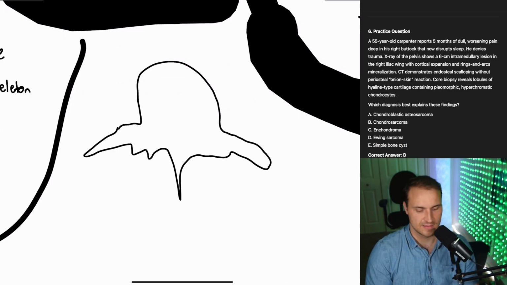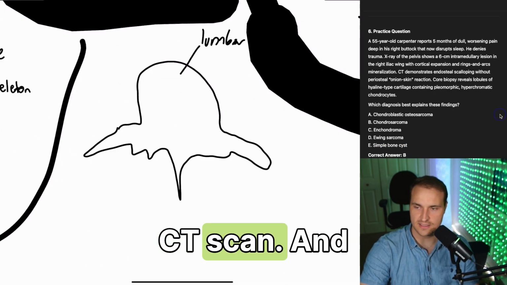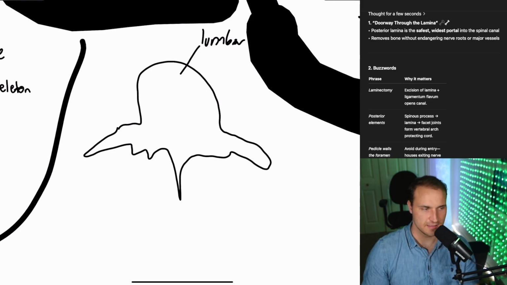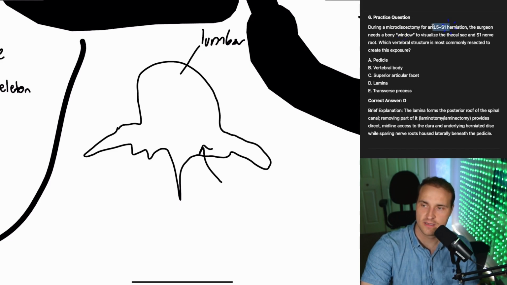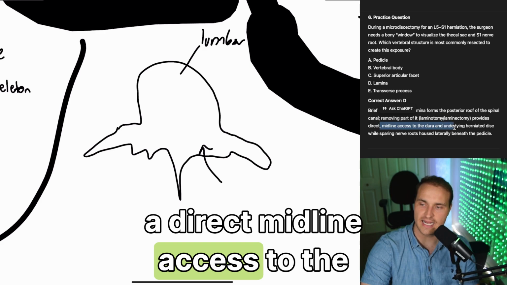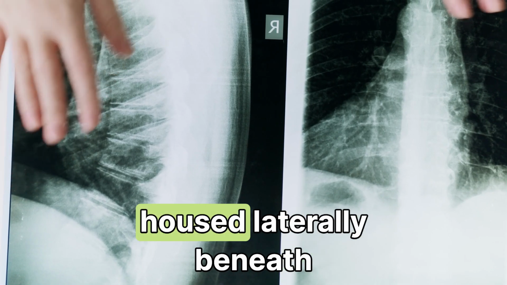Next question. So here, this is a lumbar axial scan. And the question is, where are we going to enter into the canal? It's going to be right there. Laminectomy. So an excision of the lamina, ligamentum flavum opens the canal. Practice question. Somebody's got an L5 to S1 herniation. Surgeon needs a window to visualize the thecal sac and the S1 nerve root. Which structure is resected? The lamina. Lamina forms the posterior roof of the spinal canal. Removing it provides direct midline access to the dura while sparing nerve roots housed laterally.